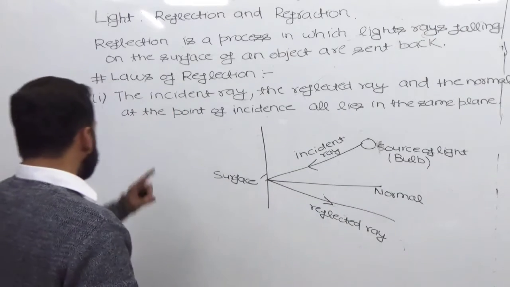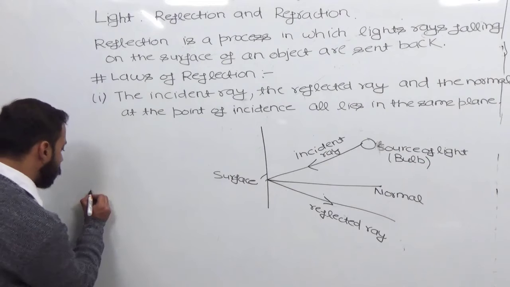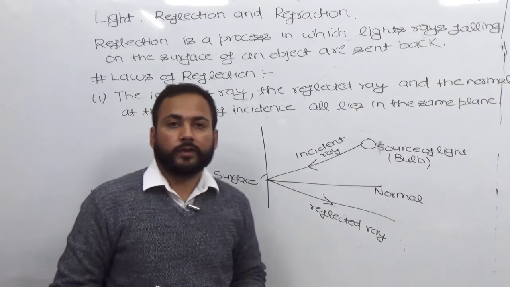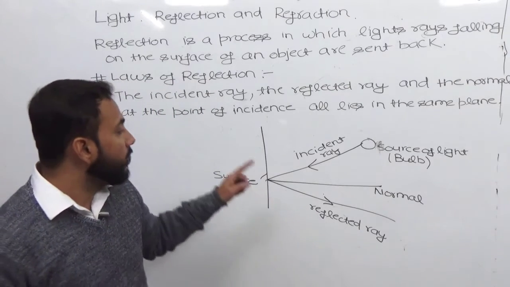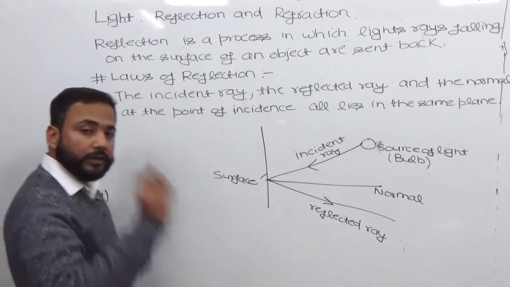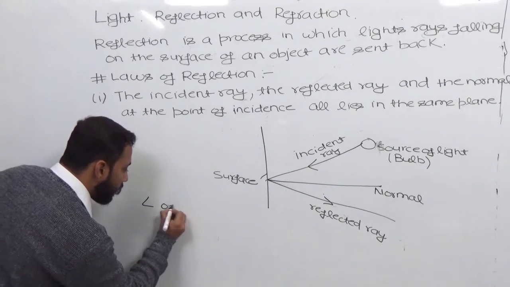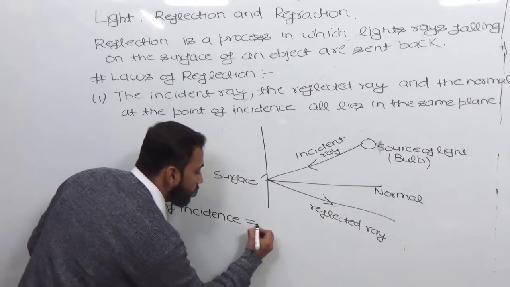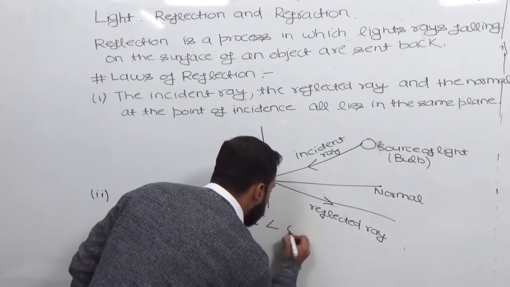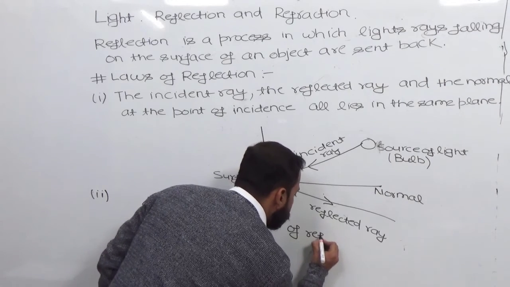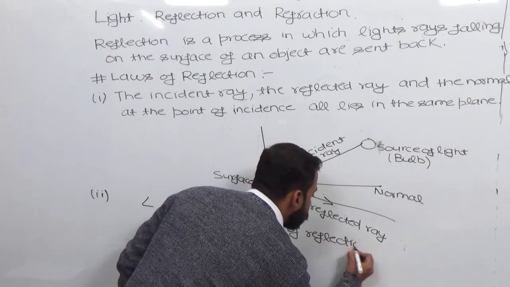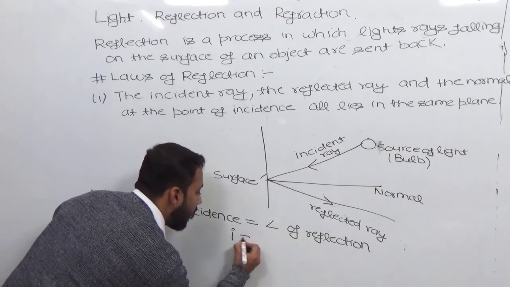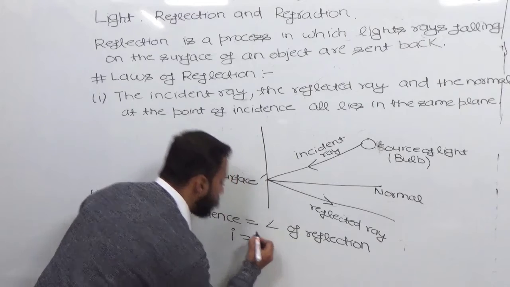Okay. Now, what does the second law of reflection say? The second law of reflection is that the angle of incidence is equal to the angle of reflection. If we denote the angle of incidence with I and the angle of reflection with R, then I equals R.